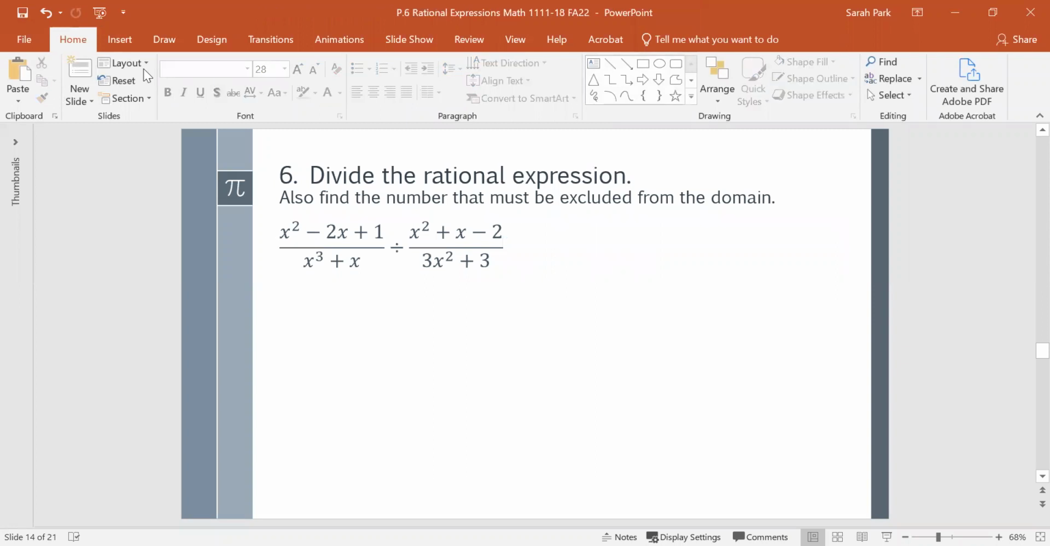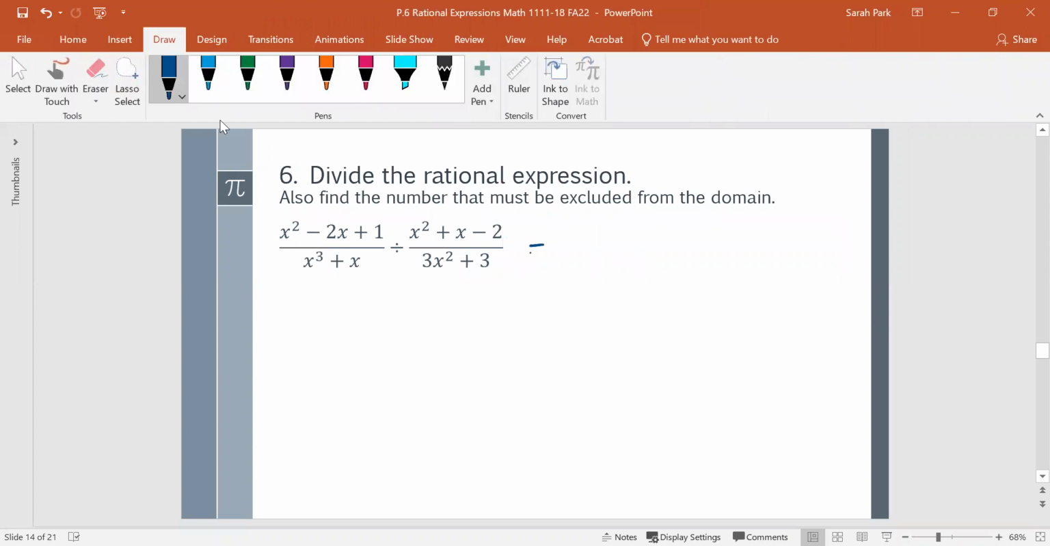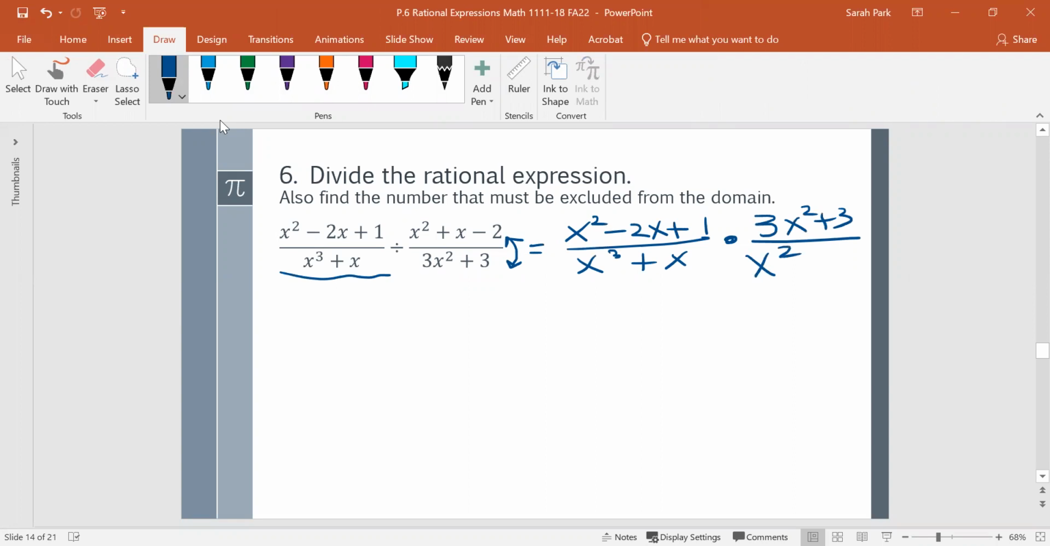We're going to rewrite the problem: keep the first rational expression the same. So x squared minus 2x plus 1 over x to the third plus x. Change division to multiplication. Then we're going to write the reciprocal, flipping the second rational expression around. So it becomes 3x squared plus 3 over x squared plus x minus 2.